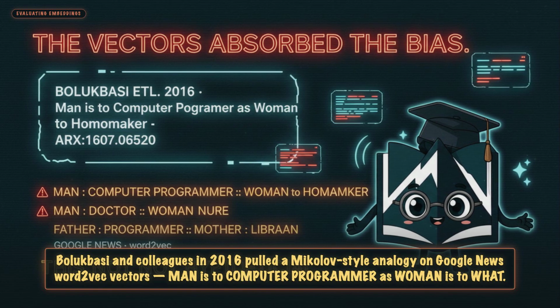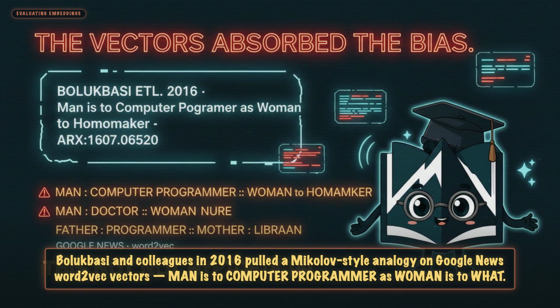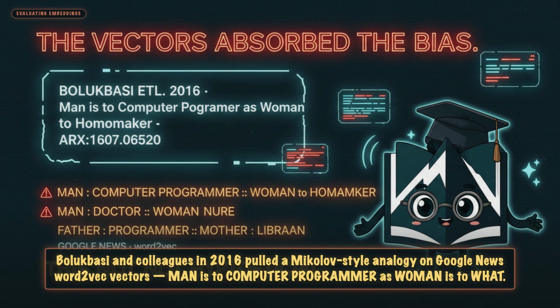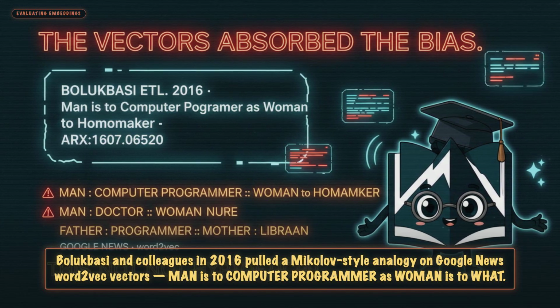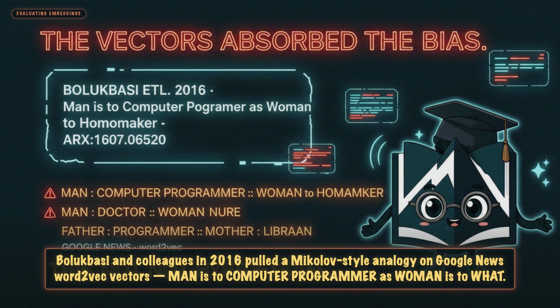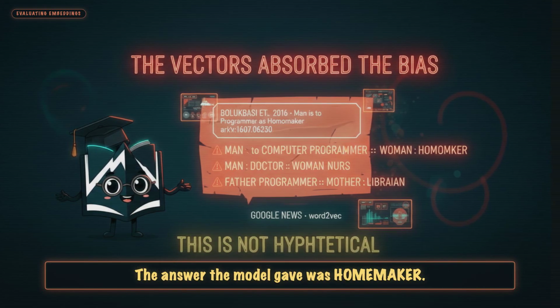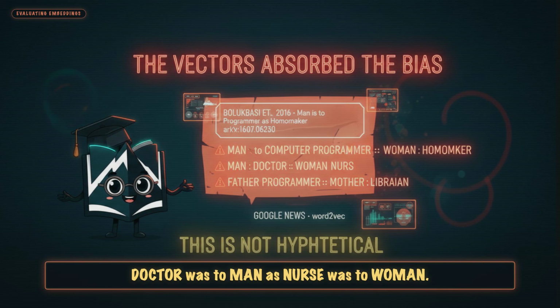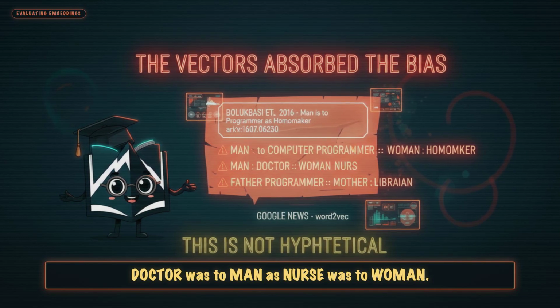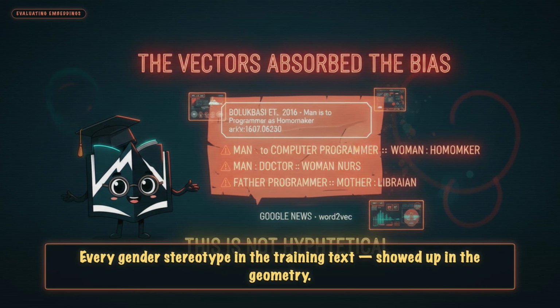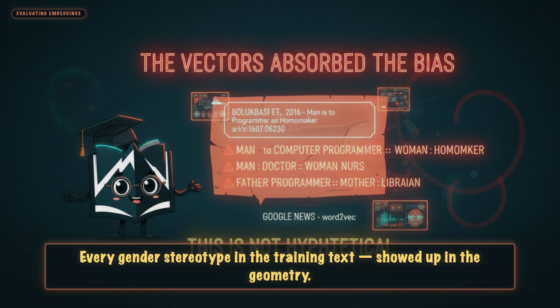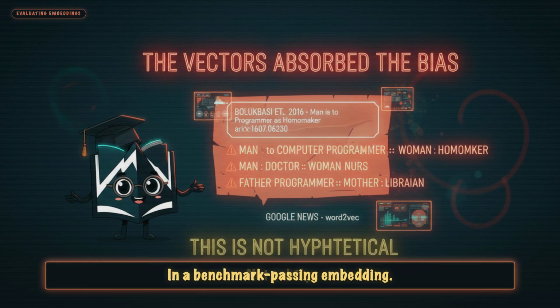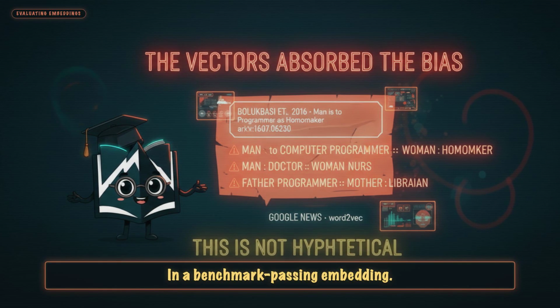Bolukbasi and colleagues in 2016 pulled a Mikolov-style analogy on Google News Word2Vec vectors. Man is to computer programmer as woman is to what? The answer the model gave was homemaker. Doctor was to man as nurse was to woman. Every gender stereotype in the training text showed up in the geometry, not subtly, blatantly, in a benchmark-passing embedding.